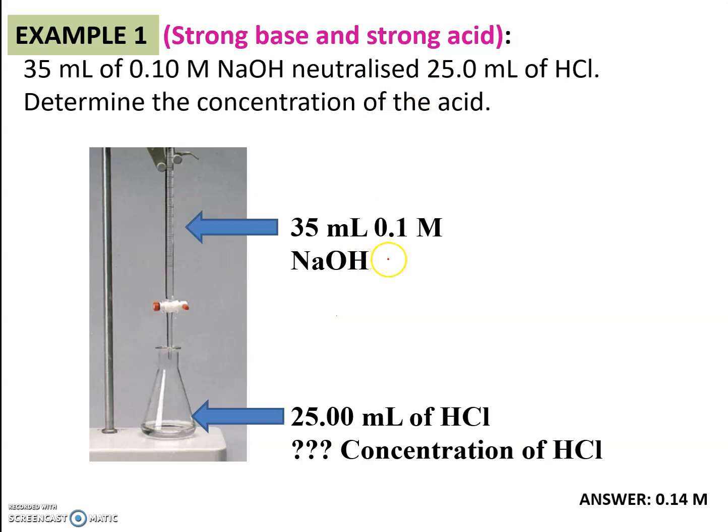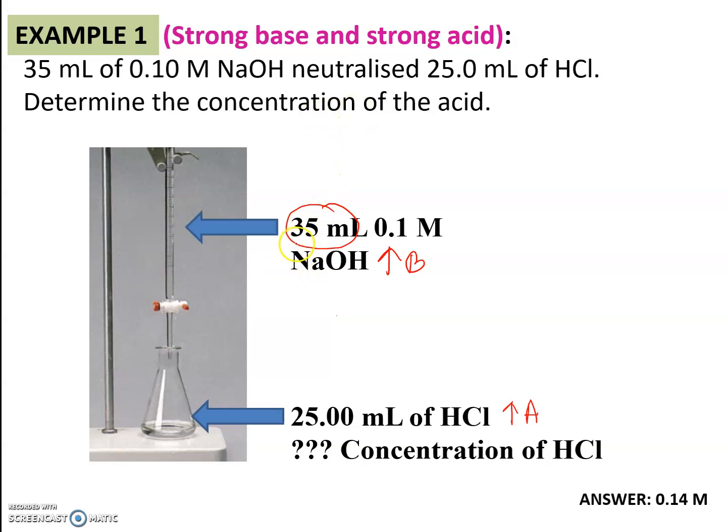So this is an example of direct titration between sodium hydroxide, which is a strong base, reacting with hydrochloric acid, which is a strong acid. 35 ml of 0.1 molar sodium hydroxide is needed to neutralize 25 ml of hydrochloric acid. So in this titration, sodium hydroxide is the titrant, right? So 35 ml is needed to neutralize.